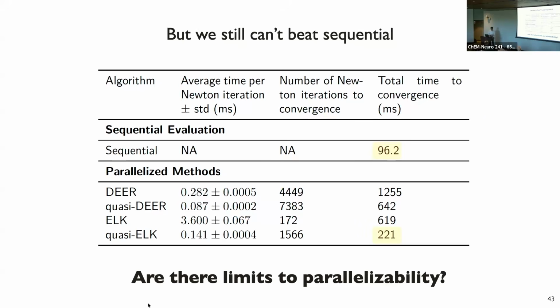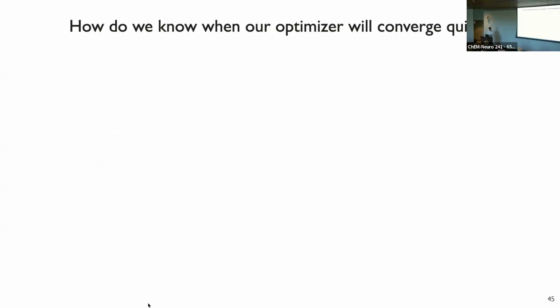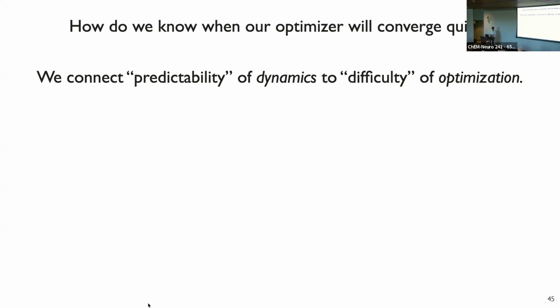So this is what motivated my theoretical contributions, which was: are there limits to parallelizability? Are there certain dynamical systems that really are inherently sequential? And how can we formalize that? The punchline for the paper I will go on to discuss is that it is the dynamics that determine the convergence properties of our parallel optimizers. So again, we need to answer this core question: how do we know when our optimizer will converge quickly? I'll formalize these shortly, but we're going to connect the predictability of those dynamics to the difficulty of that optimization problem.